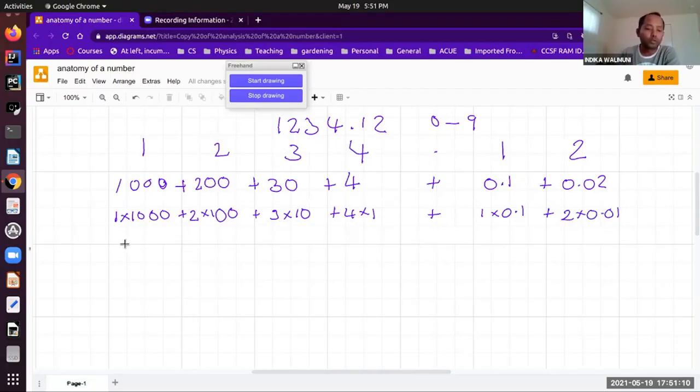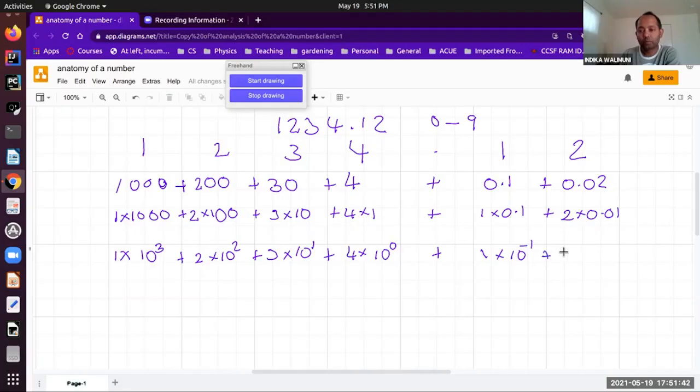We can also write each of these numbers as powers of 10. So this 1000 is 10 to the 3. Likewise, 2 times 10 to the 2, plus 3 times 10 to the 1, plus 4 times 10 to the 0, it's 1 actually, plus 1 times 10 to the negative 1, plus 2 times 10 to the negative 2.